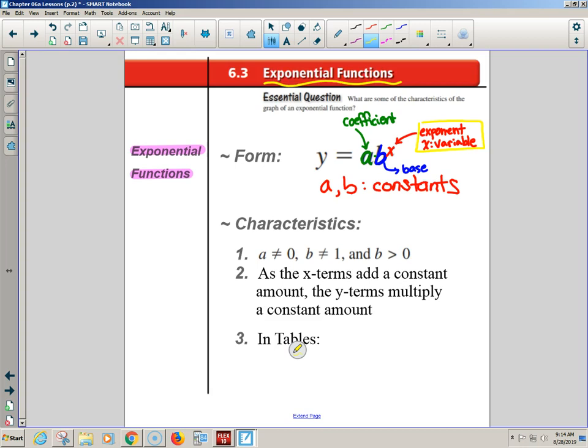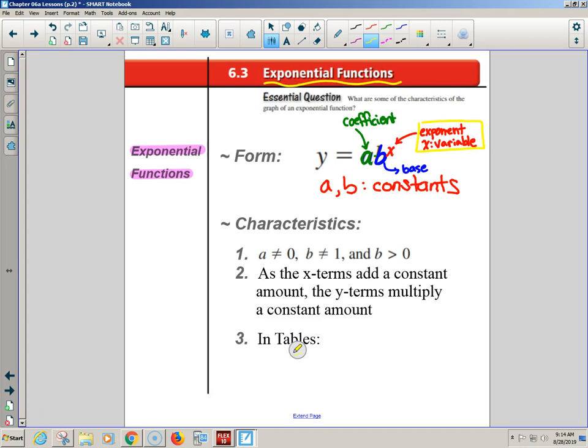B can't be 1. This is a weird one that might be kind of hard to explain, but basically 1 to any exponent is just 1. He's a super boring one. He's never going to change. And we're only looking for positives. There are some little rules that have to be true. And there's a little pattern that's going to be true in a table.